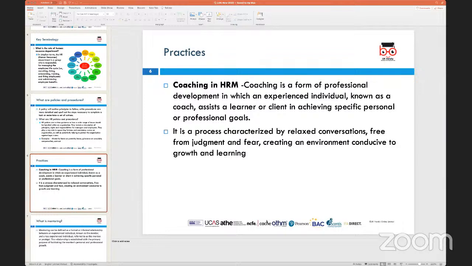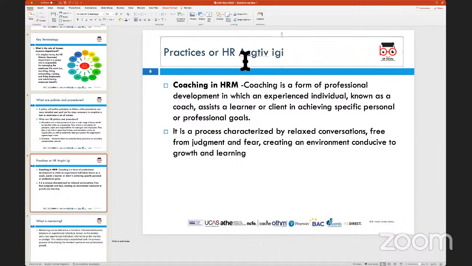All the activities that the HR department carries out are aligned with the company's mission and vision. So when we talk about these practices, practices could be termed as HR activities in a way. And these are activities which the HR department carries out when a need arises for a particular function, or when a particular strategy needs to be employed to manage the workforce effectively.